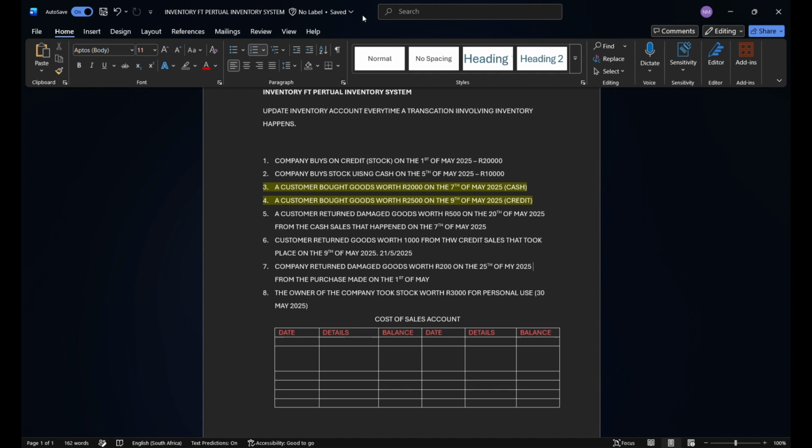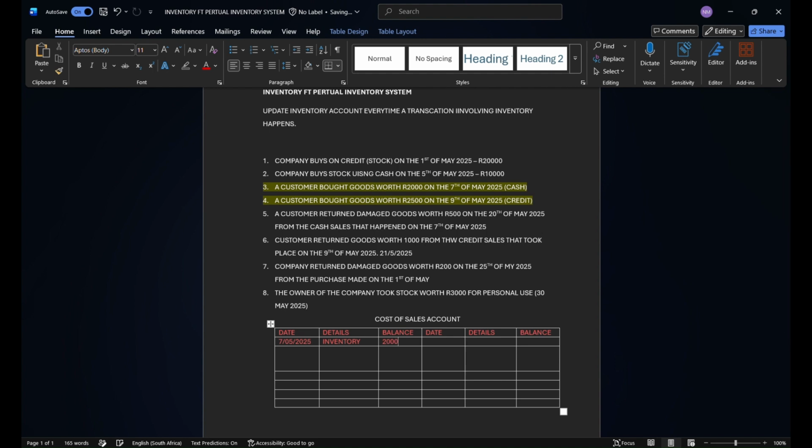Inventory. Yes. So a customer bought goods worth 2,000 Rand on the 7th of May, 2025, cash. And the date you're going to have is the 7th of 5, 2025. And then details, inventory. Balance is going to be 2,000 Rand.